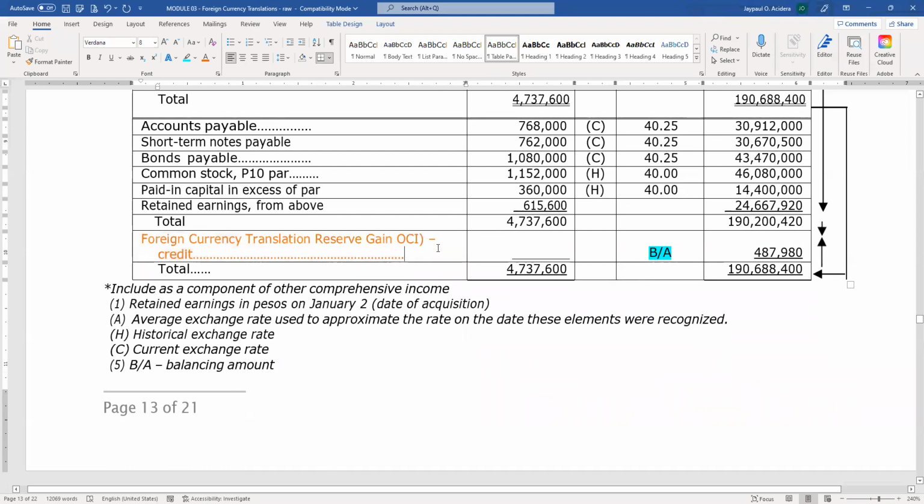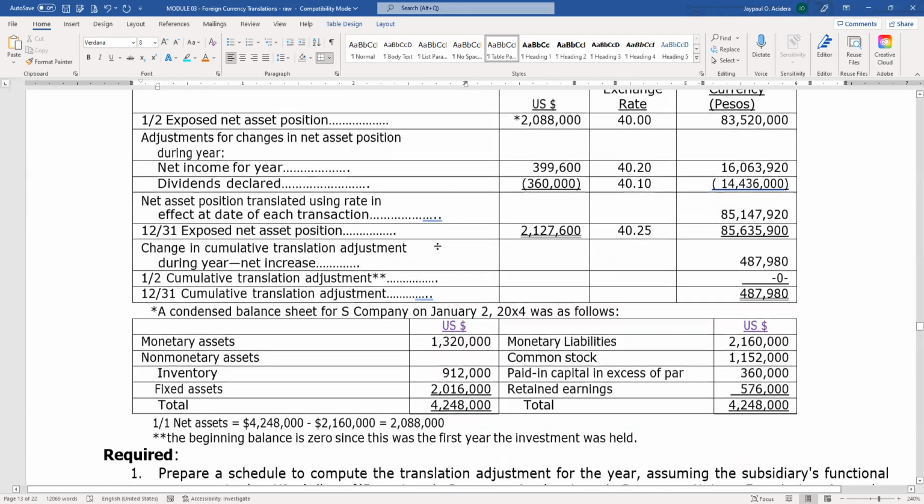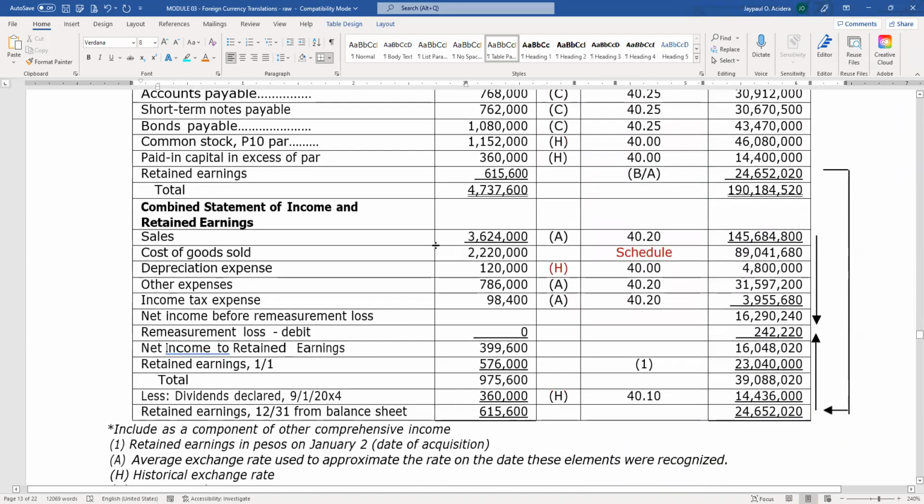Okay, ito yung ano natin, exchange difference, no? This is our resulting difference. Okay, this is method 1, kaya OCI. Sa method 2 natin, saan siya? Ito. So method 2, we call it remeasurement loss kasi it is reported under profit or loss under method 2. Okay?